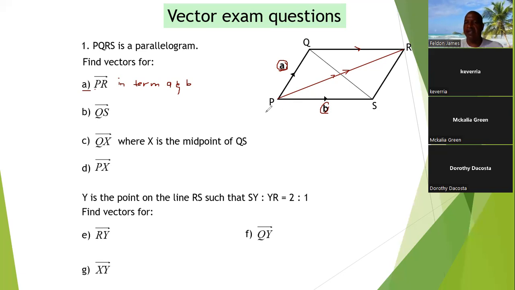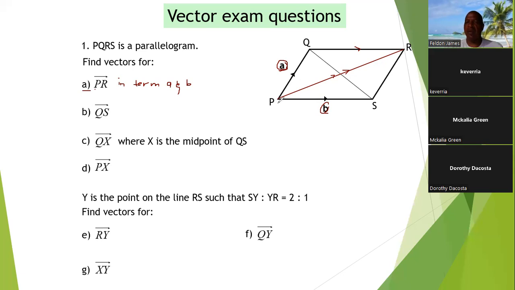In terms of direction, we can go from P directly to R, or we could take the route going from P to Q and then from Q to R. That's one direction. We could also go from P to S and then from S to R. It really doesn't matter which of them you want to use. But when you get to R, you want to show that PR in relation to A and B would have some relationship. I'm going to show you both ways.